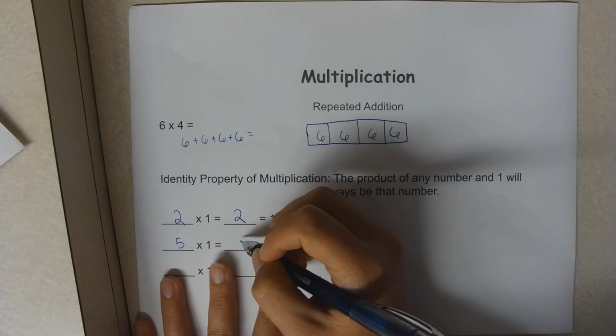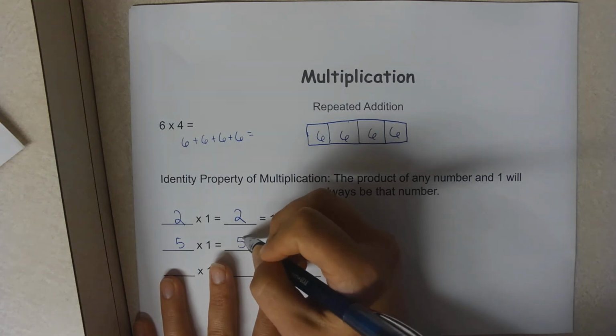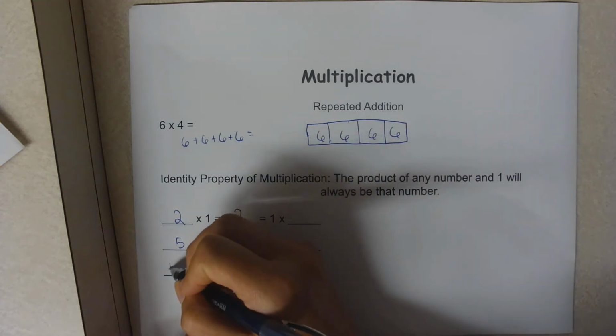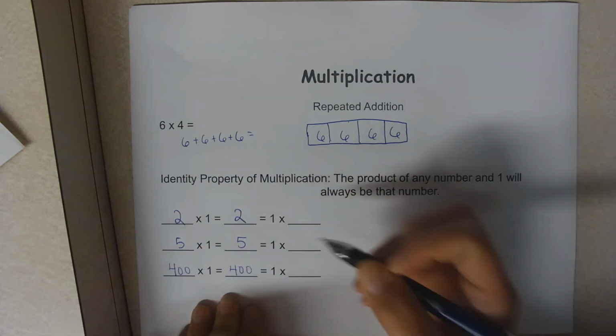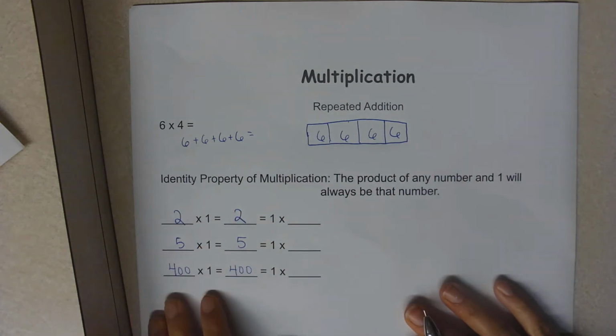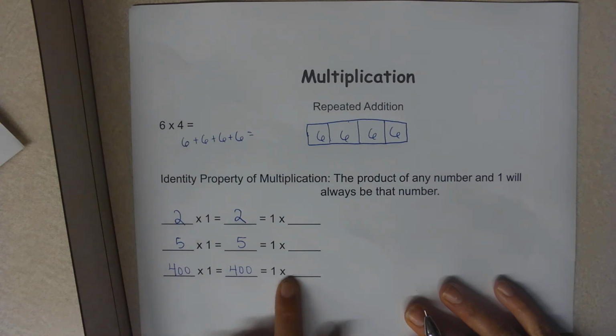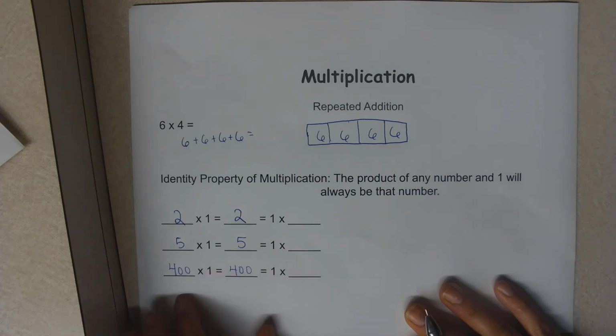5 times 1 is 5. 400 times 1 is 400. And you can do it in reverse as well because of the commutative property.